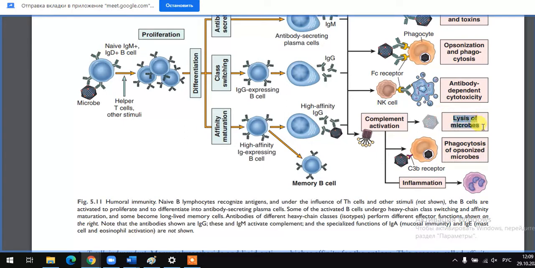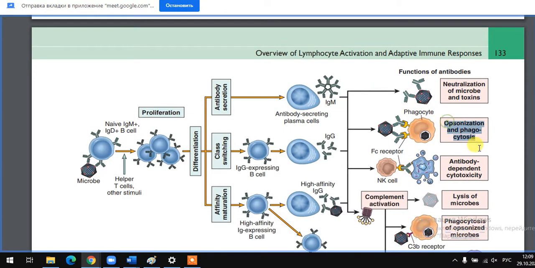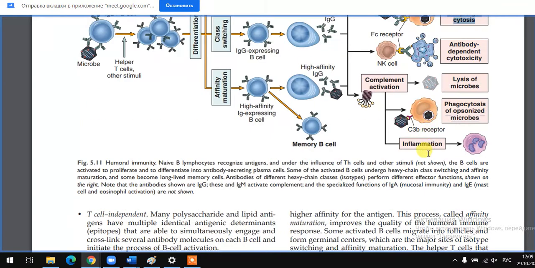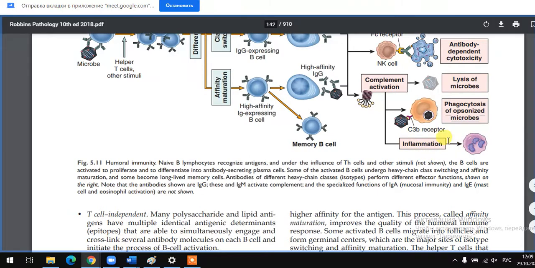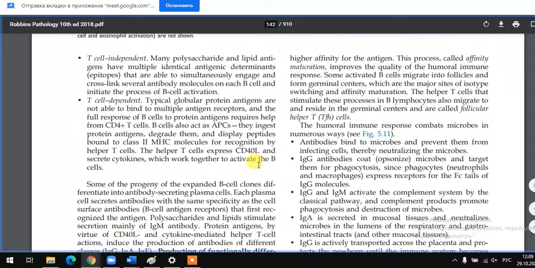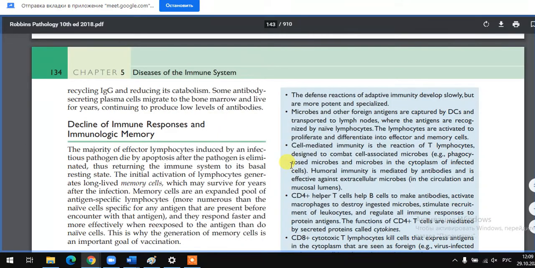You remember the C3b activation causes the formation of pores inside the bacteria. But this same complement activation also causes the phagocytosis of opsonized microbes. So that's the same idea as we discussed here. And of course, the activation of antibodies with the bacteria, so joining of them, causing the inflammation. Okay, and now this main idea we discussed.